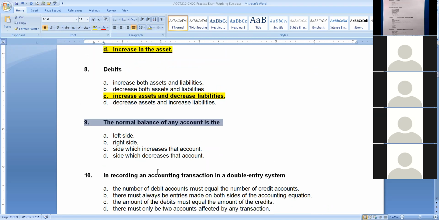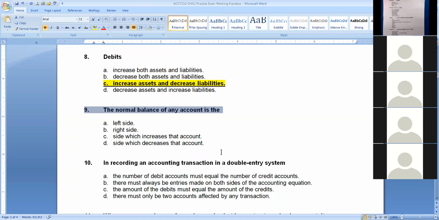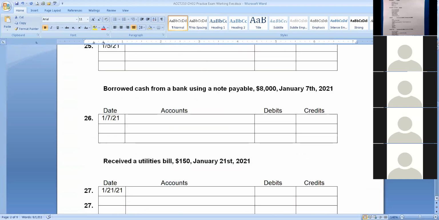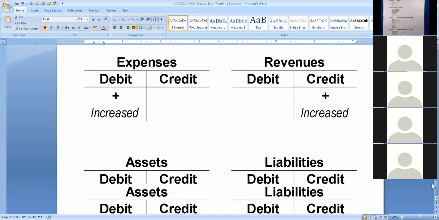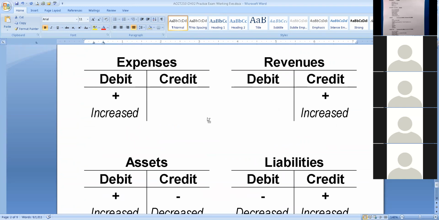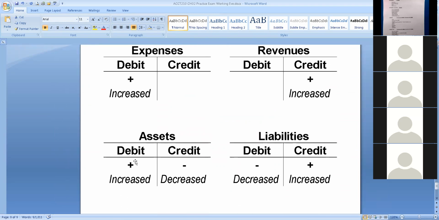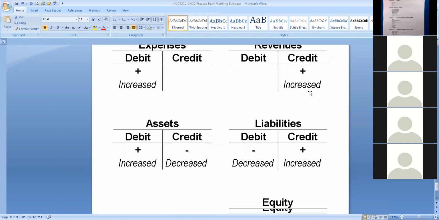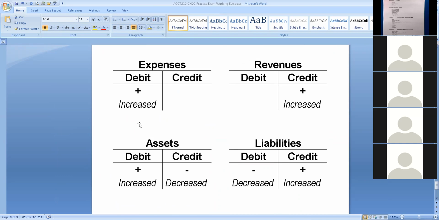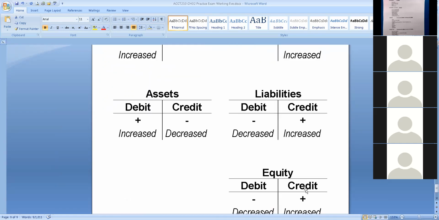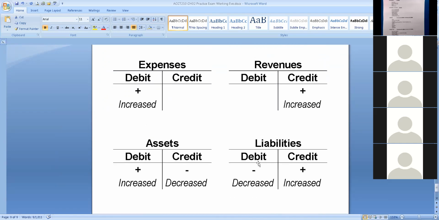Okay. This one we haven't talked about. The normal balance of any account. We haven't talked about what normal balances are in accounts. I'm going to go all the way down to the end here. The normal balance in an account is whatever side increases it. So for expenses, it's a debit. For assets, it's a debit. For revenues, it's a credit. Liabilities, it's a credit. And equity, it's a credit. And I kind of want to explain why a little bit.